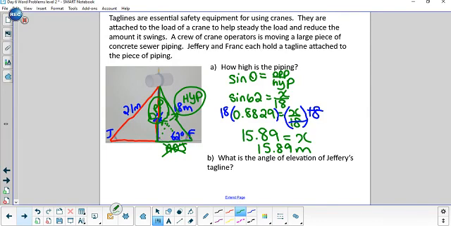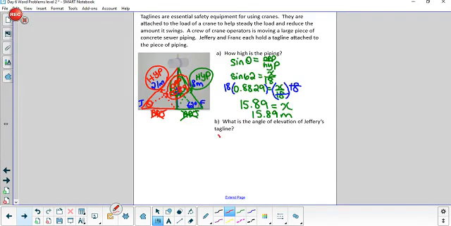Now we want to know, what is the angle of elevation of Jeffrey's tagline? The angle of elevation works from the bottom up, so we are looking for this angle measure. We now have enough information because we do know that this height here is 15.89. Across from the 90 degree is our hypotenuse. Across from the angle we are looking for is our opposite. Then we have adjacent, which won't help us in this question. We know our opposite, we know our hypotenuse. So that is sine: opposite over hypotenuse.